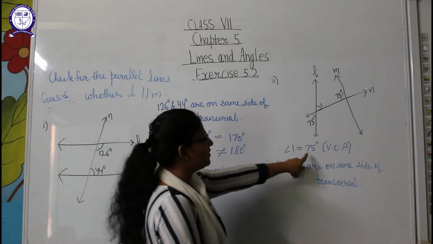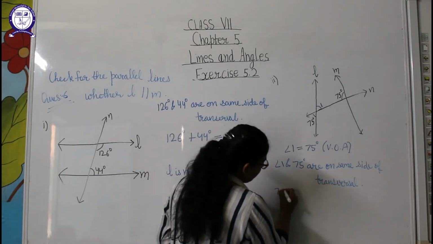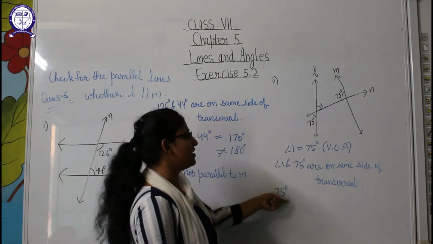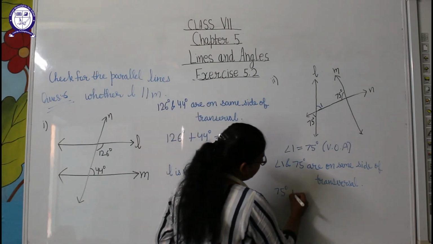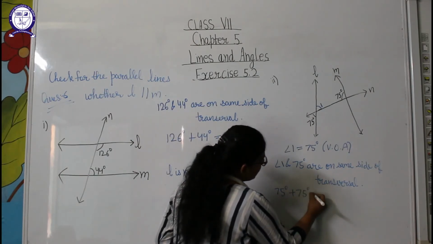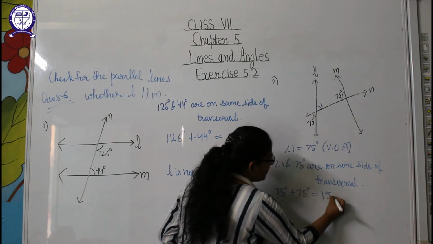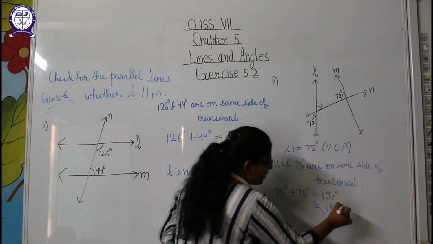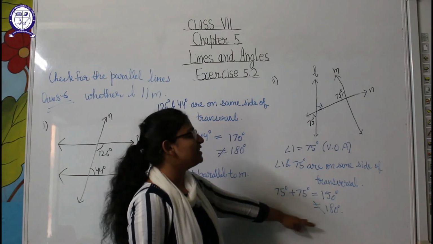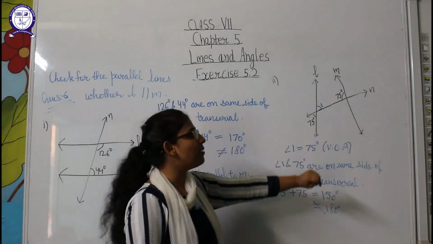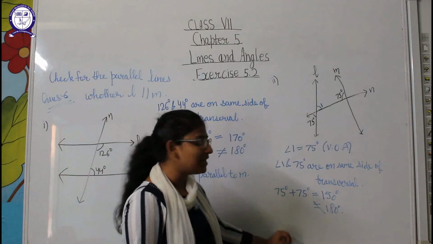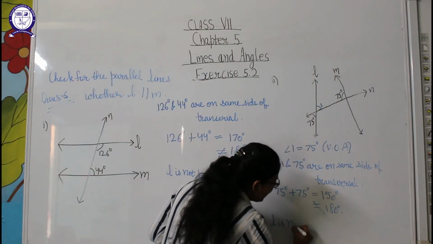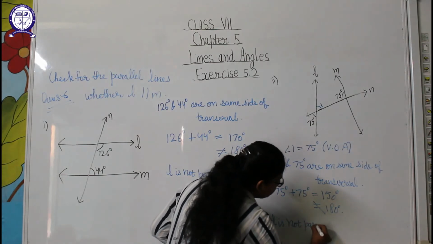What is the value of angle 1? 75 degrees. So we will add 75 degrees, as the value of angle 1 is 75 degrees, and plus 75 degrees. What are we getting? We are getting 150 degrees. It means we are not getting 180 degrees. Okay, if we get their sum to be 180, then we can say that L is parallel to M. But now the sum is 150 degrees, so we will say that L is not parallel to M.